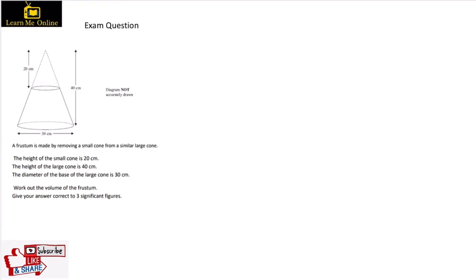So here we see that there is a big cone given. A frustum is made by removing the smaller cone from a similar larger cone. So this part is basically a frustum, where you remove the smaller cone from the top of the bigger one. Now the height of the smaller cone is 20. It is always easy to draw the shape separately. So this is the smaller cone, and I'm going to draw on the side the bigger cone. The given information says that the height of the smaller cone is 20.